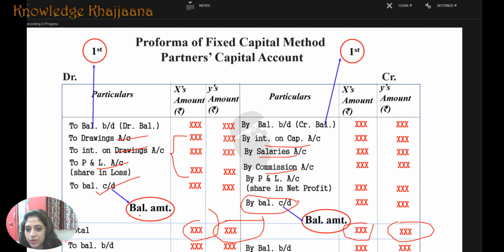If the debit side is bigger, it means they have more losses, more drawings. When will this happen? When the debit side is bigger, if they have more drawings, more losses. Otherwise, if there are profits and gains, this side will be the bigger. The balancing amount will come to this side, and this will go here for the next year. If there is a loss, then this will come over here for the next year.